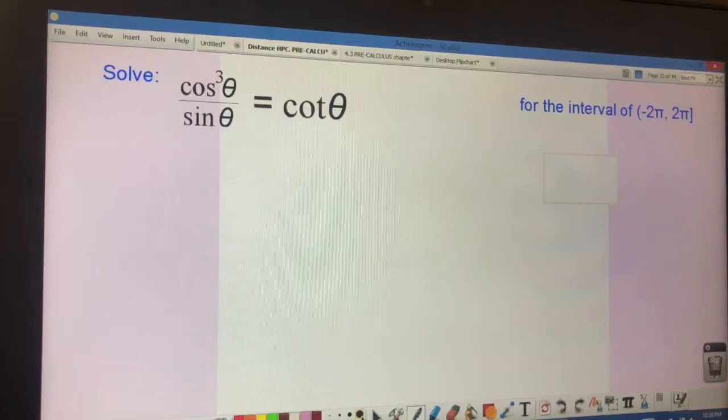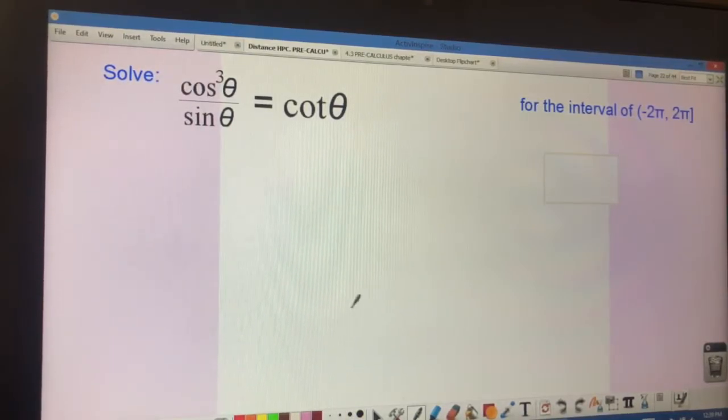Okay. This one says solve. So how is that different than verifying? Well, when you're solving, you want to get an angle as the answer, that theta equals something. So I should have said solve for theta.